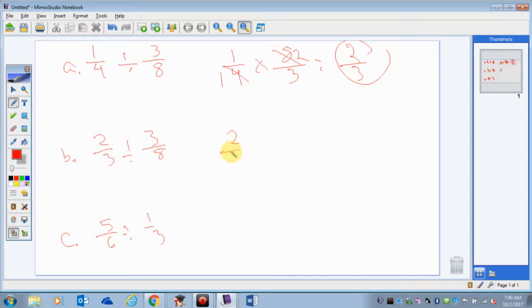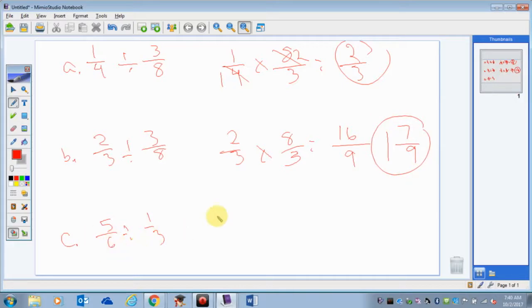For number 2, do the same thing. Keep the first the same. Change this to multiplication. Flip this. There's no cross reduction, so I just have to multiply straight across. 2 times 8 is 16. 3 times 3 is 9. 9 will go into 16 one time with 7 left over 9.